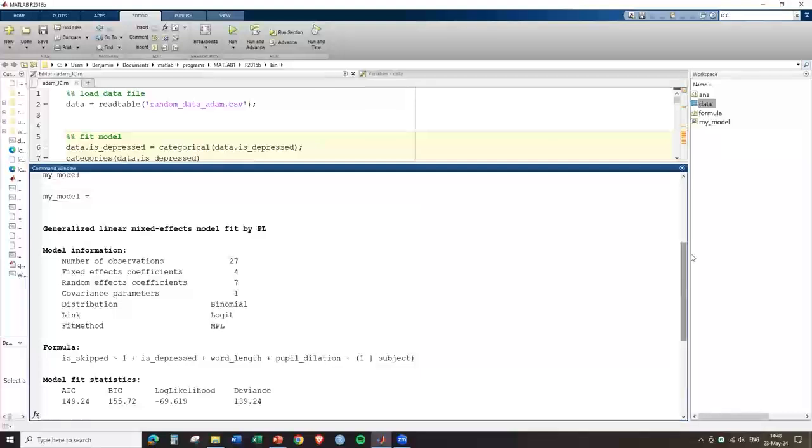So the first thing, remember what we showed: number of observations, how many fixed effects coefficients, how many random effects coefficients. Pop quiz: why are there 7 random effects coefficients?